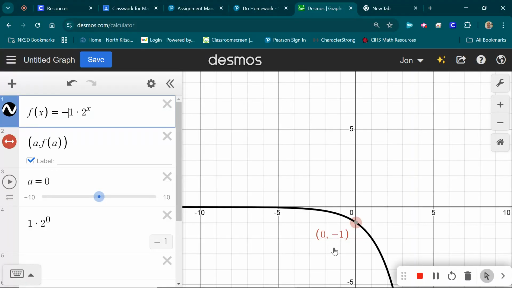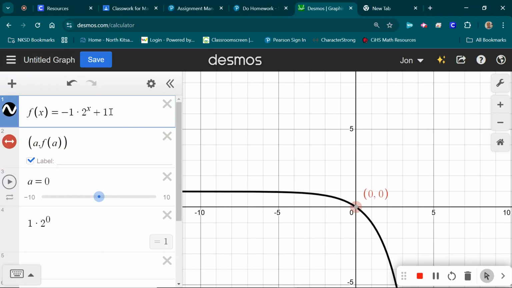It's decreasing here, the negative did. But notice the asymptote right here is still at the x-axis. So how could I bump this thing up 1? How do I vertically shift something? Well, I put a plus 1 on the end of our function, and now it's been shifted up 1.